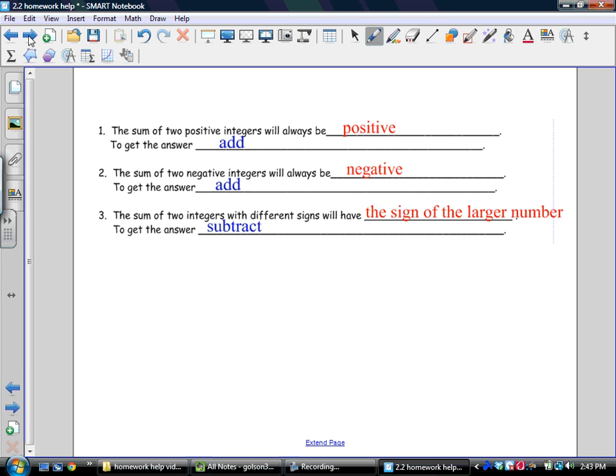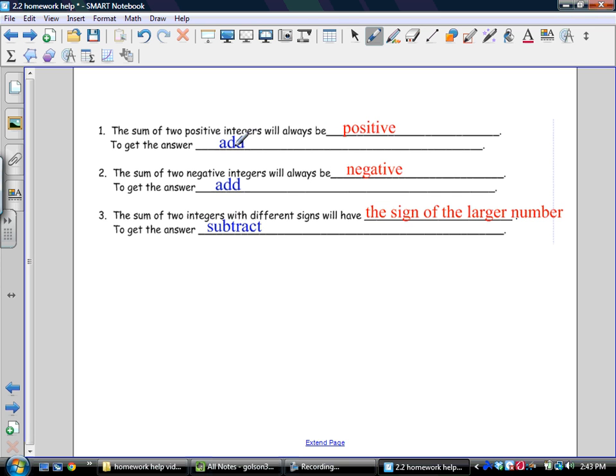So we've got a couple of rules. I gave you the rules sheet in class, and you want to start filling this out. A couple of rules for adding integers. The first one is the one we've always known. It says the sum, or adding, of two positive integers is always positive. This you knew back in like second grade. 2 plus 3 is 5. They're both positive, the answer is positive. And to get the answer, you just add them up.